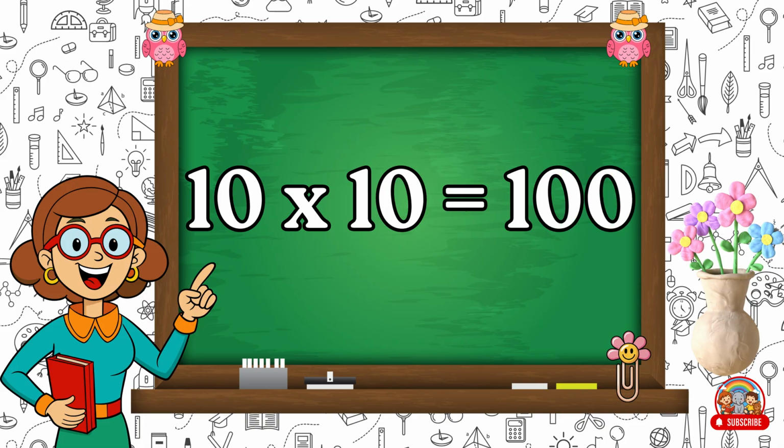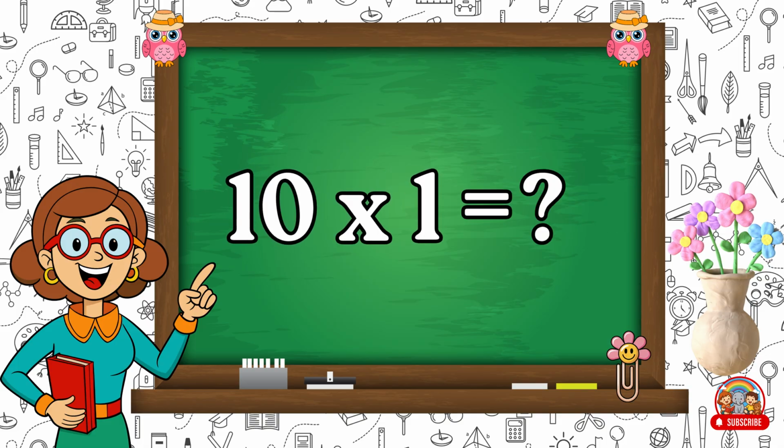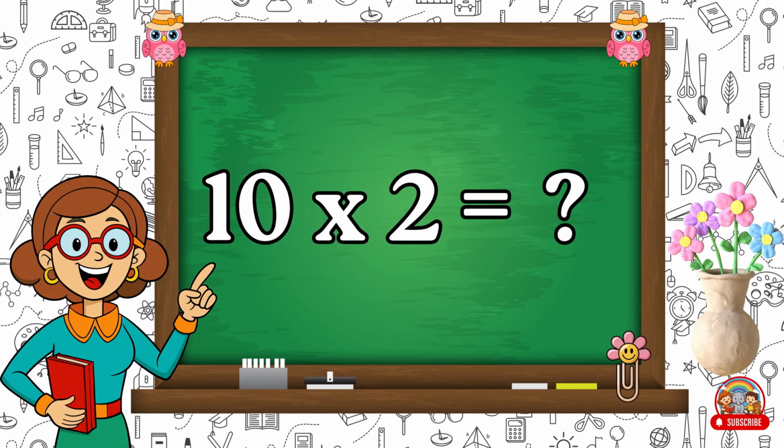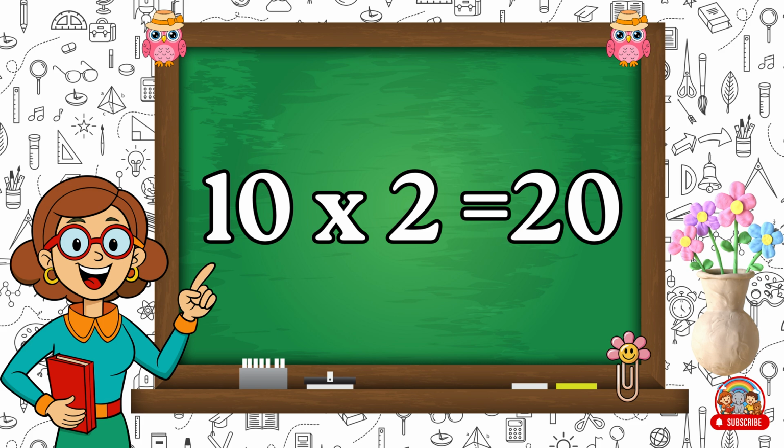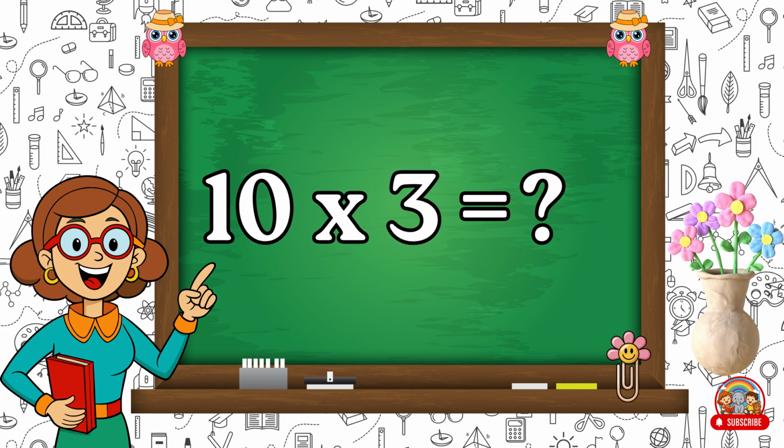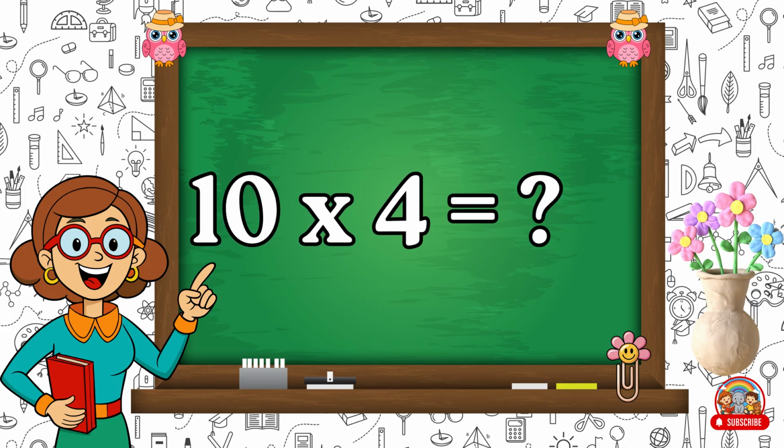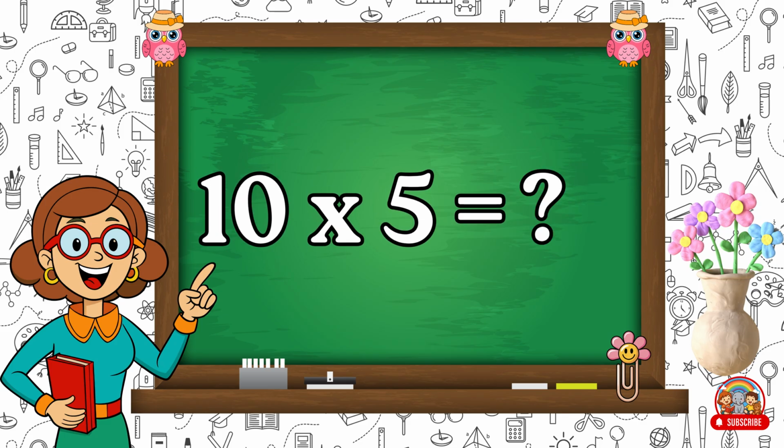So tell me children, 10 ones are 10. 10 twos are 20. 10 threes are 30. 10 fours are 40. 10 fives are 50.